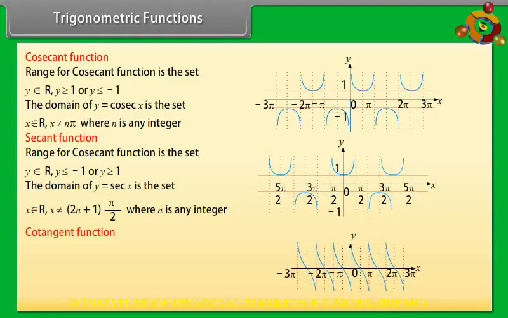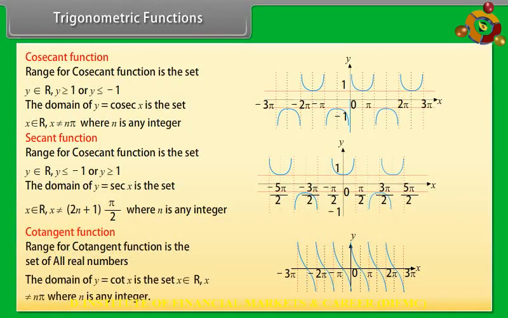Cotangent function. Range for cotangent function is the set of all real numbers. The domain of y equal to cot of x is the set x belongs to real number, x not equal to n into pi, where n is any integer.